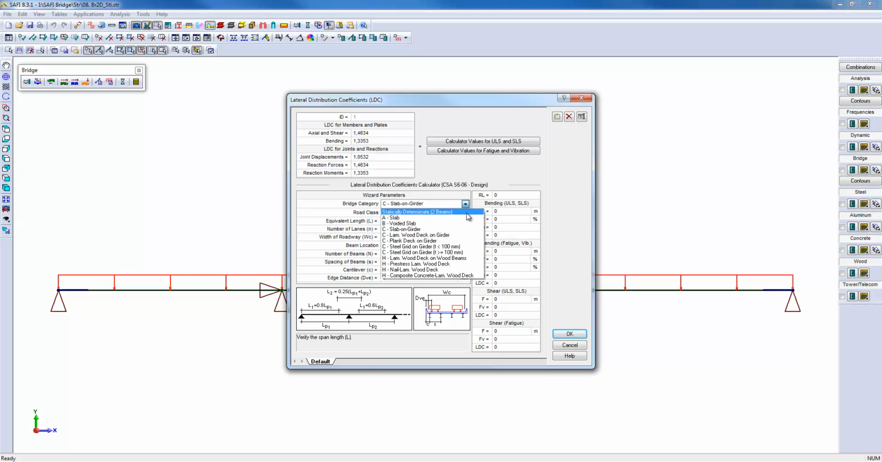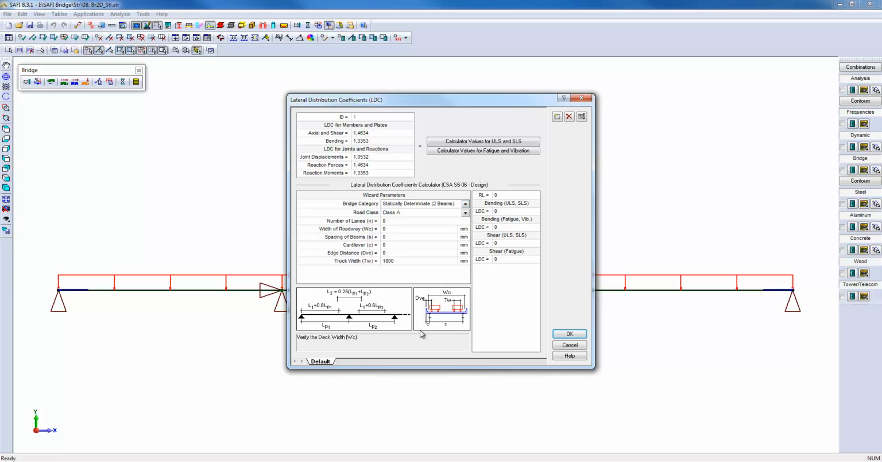It also includes the statically determinate analysis type. That is to say, when the bridge consists of only two main longitudinal girders or trusses. Here we have an example of a slab on girder bridge category. We will specify an equivalent span length of 16 meters, and the number of lanes will be equal to 3. The width of the roadway will be 12 meters.